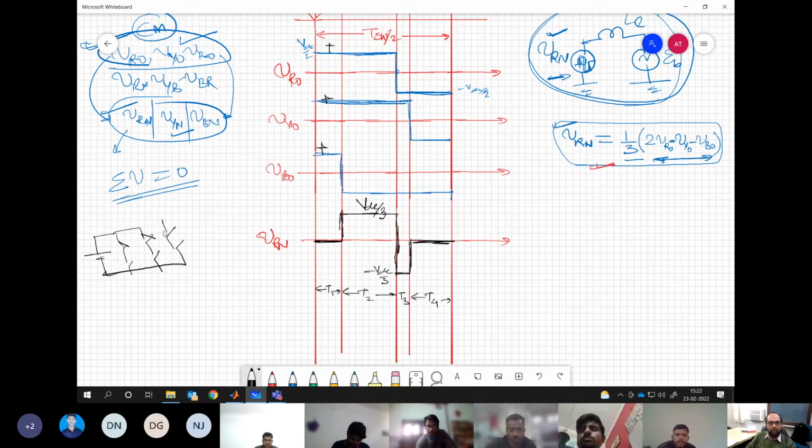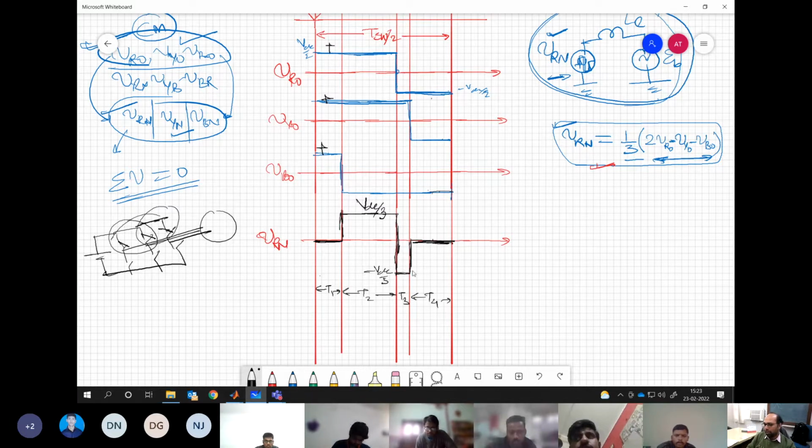This is connected, and then this is connected. All three tops are connected. So RY line to line is 0, YB line to line is 0, and BR line to line is 0. So what is the effective voltage applied on the load? 0. Same here, when all three are negative. When all three are negative, what should be the voltage applied to the machine? All three line to line voltages are 0, so the effective voltage is 0.